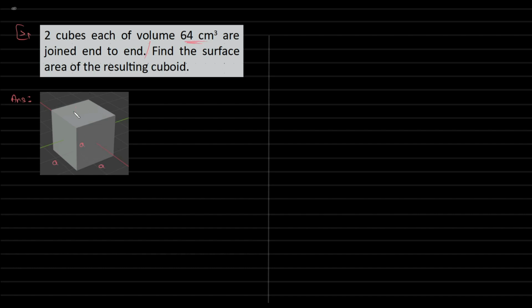We should always mark what we are reading. 64 centimeter cube. It's 3 dimensional, right? So it is a cube. Now it is joined end to end to form a cuboid.